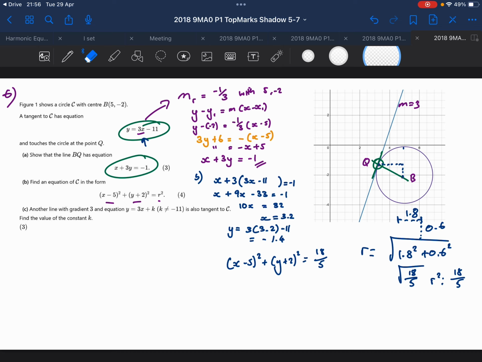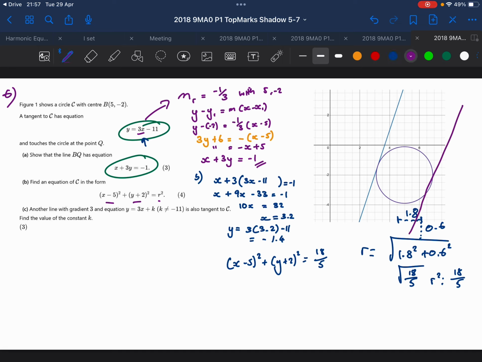Now, final part. So let's clean up our diagram. Another line with a gradient of 3, where it's not −11, is also a tangent. Well, I think we draw this one on to start with. So something like this for part C, yeah? Find the value of k. So find what the y-intercept of that line would be.